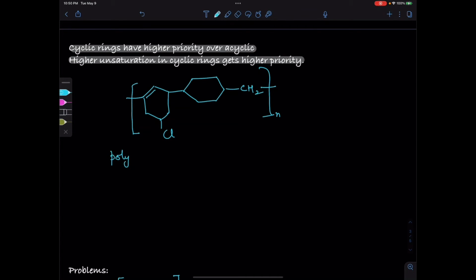We have to first write poly. We got that. And then let's number. If we start from where the connecting carbon is, because the unsaturation is there, so let's start with that. 1, 2, 3, 4, 5, 6. We could go like this, or we could go 1, 2, 3, 4, 5, 6.